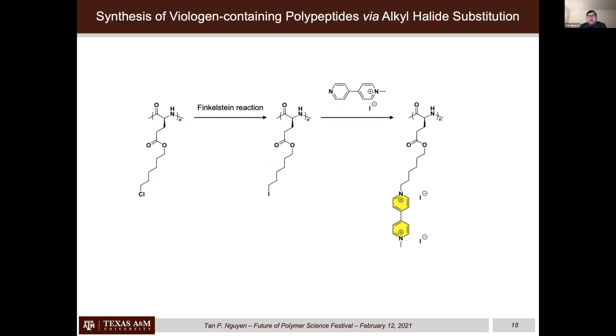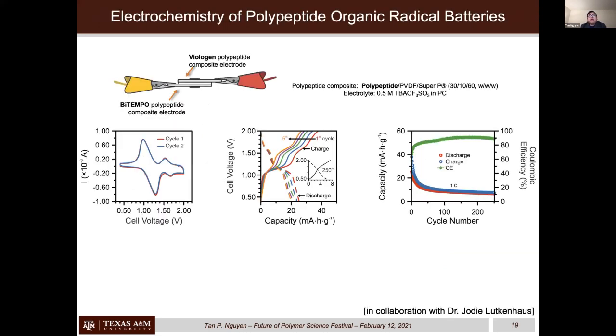On the other hand, the synthesis of the viologen polypeptide is more straightforward, starting with the chloro-containing polypeptide, which underwent sequential nucleophilic substitution to bring in the viologen moieties. So after we had the two redox-active polypeptides, we assembled them together into the organic radical battery.